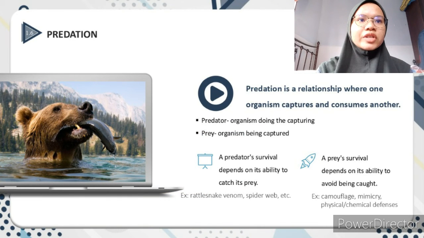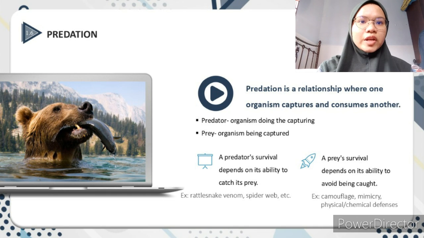Next is predation. Predation is a relationship where one organism captures and consumes another. A predator is the organism doing the capturing, while prey is the organism being captured. A predator's survival depends on its ability to catch its prey, for example rattlesnake venom and spiderwebs, while a prey's survival depends on its ability to avoid being caught, for example camouflage, mimicry, and physical or chemical defenses.